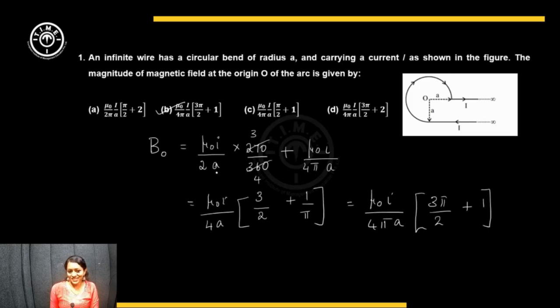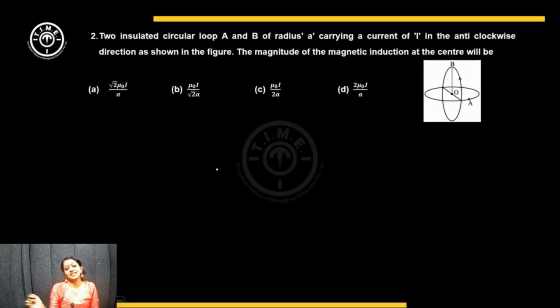I hope the solution is clear. Now, shall we move on to the next question? Yes, read the second one. Two insulated circular loops A and B of radius a carrying a current of I in the anti-clockwise direction as shown in the figure. The magnitude of magnetic induction at the center will be.